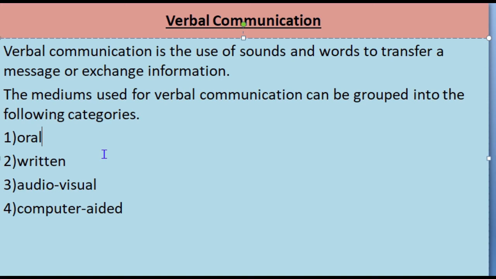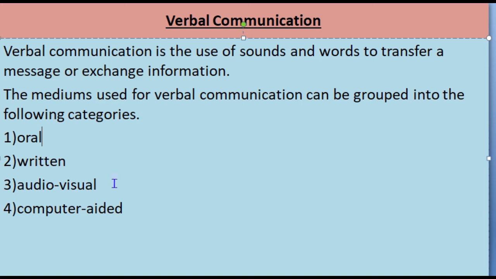Next one is written communication. Written communication is as simple as that: whatever we are talking, when we write our thoughts in words, that is known as written communication. For example, notice, circular, message, as well as memorandum, and different types of written communication. Letter is the best medium of written communication. Email writing is also a good medium of written communication. So these are the examples of written communication.